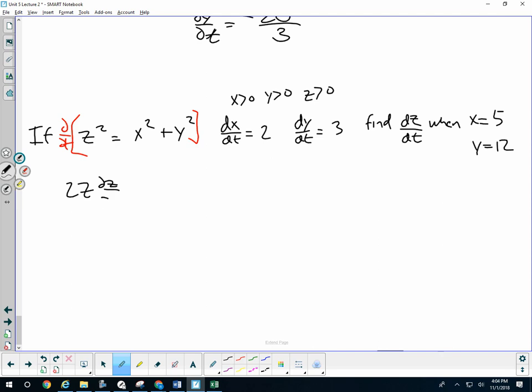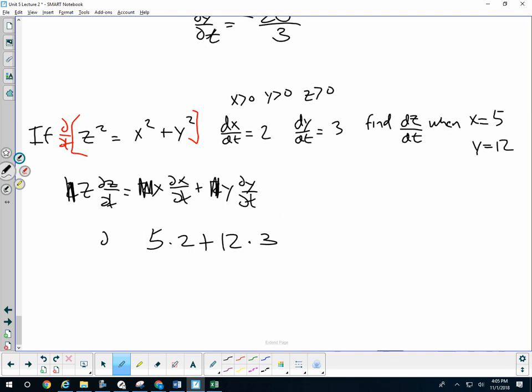2z dz/dt equals 2x dx/dt plus 2y dy/dt. Do yourself a favor. Divide everything by 2. We got x is 5, dx/dt is 2, y is 12, dy/dt is 3. The only piece of missing information I have is the z. We get z squared equals 5 squared plus 12 squared.